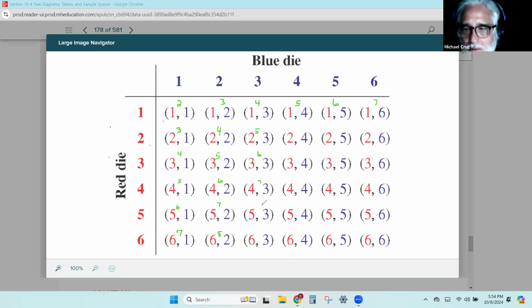6, 7, 8, 9. Down here we got 5, so it's going to start at 6, 7, 8, 9, and 10. 6, 7, 8, 9, 10, 11. 7, 8, 9, 10, 11, and finally 12. And the lowest sum is 2, the highest sum is 12.